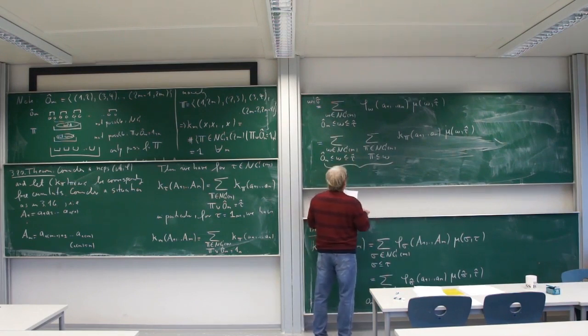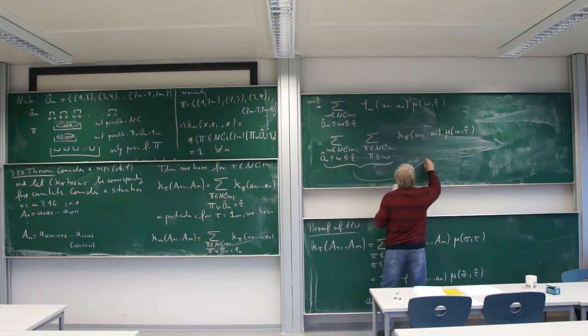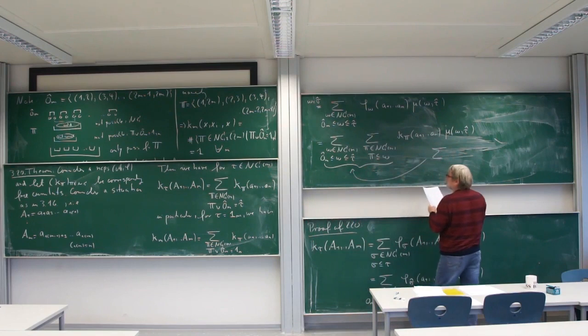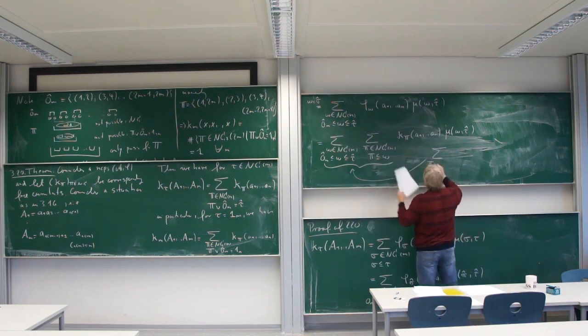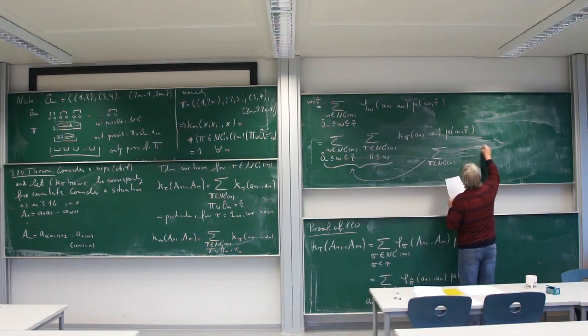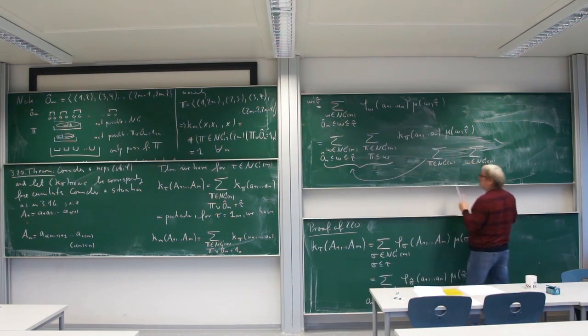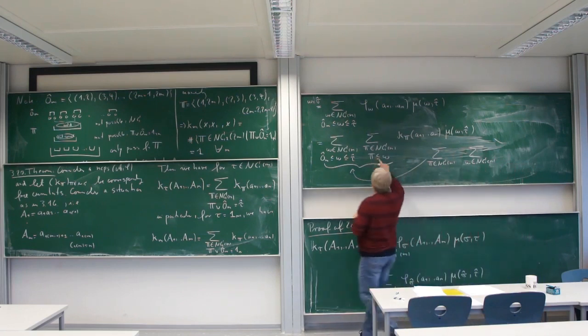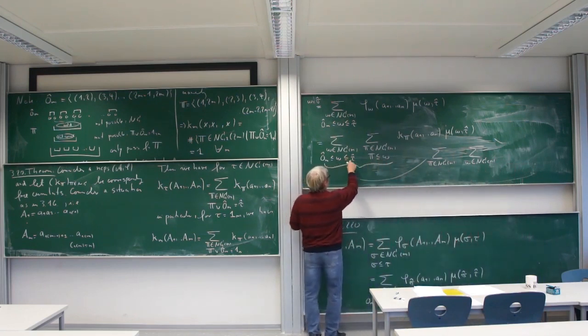So we are summing, let me write it here. So I'm summing first over the pi's in NC of n, and then summing over the omegas in NC of n. Okay, but what are the constraints? So I mean the pi is less or equal to omega, the omega is less or equal to tau hat.